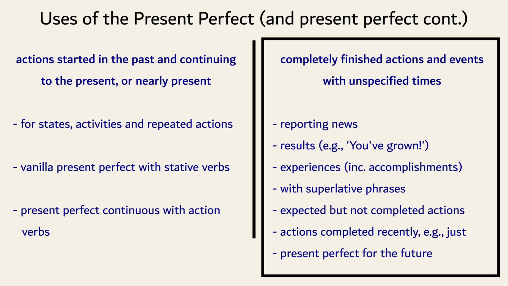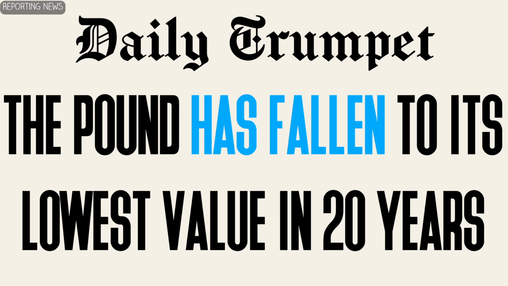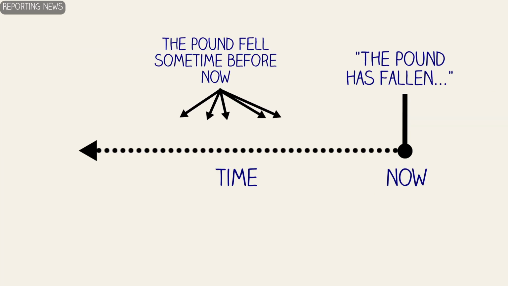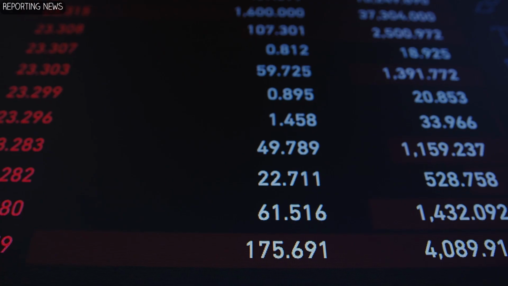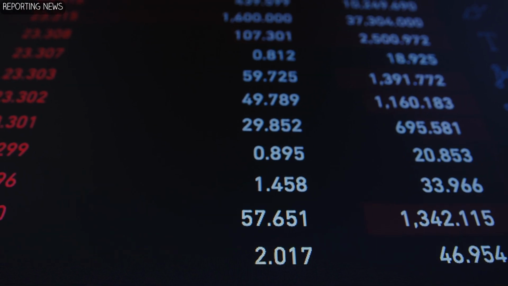So firstly, we use the present perfect in this way for completely finished actions that have importance now. For example, giving news is often reported in the present perfect. For instance, the pound has fallen to its lowest value in 20 years. When the pound fell is unspecified. It is a completely finished action, hopefully, but if I'm reporting it to you, then it's because I think it has some relevance to the present.